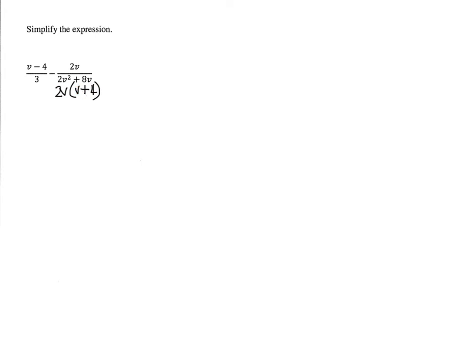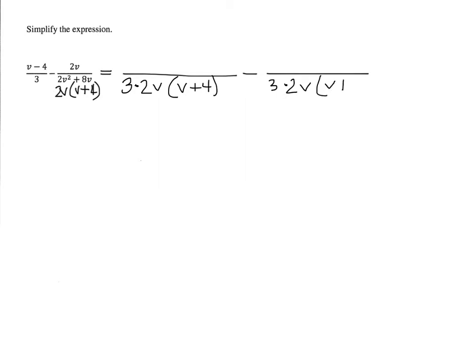So altogether, our common denominator, to be able to subtract these two fractions, has to include all three: a factor of 3, a factor of 2v, a factor of v plus 4. So we'll write those on each of the three fractions. 3 on both. 2v on both. v plus 4 on both. That'll be our common denominator.